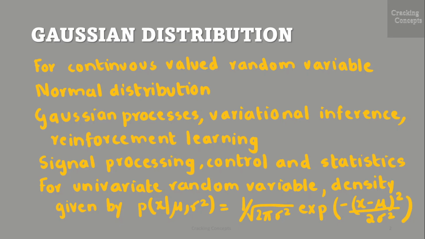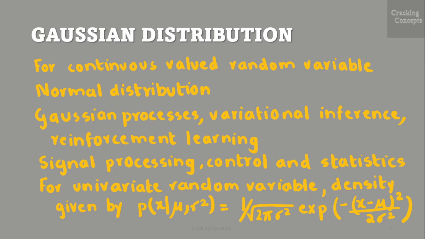The Gaussian distribution is the most well-studied probability distribution for continuous valued random variables. It is also referred to as the normal distribution. Its importance originates from the fact that it has many computationally convenient properties.